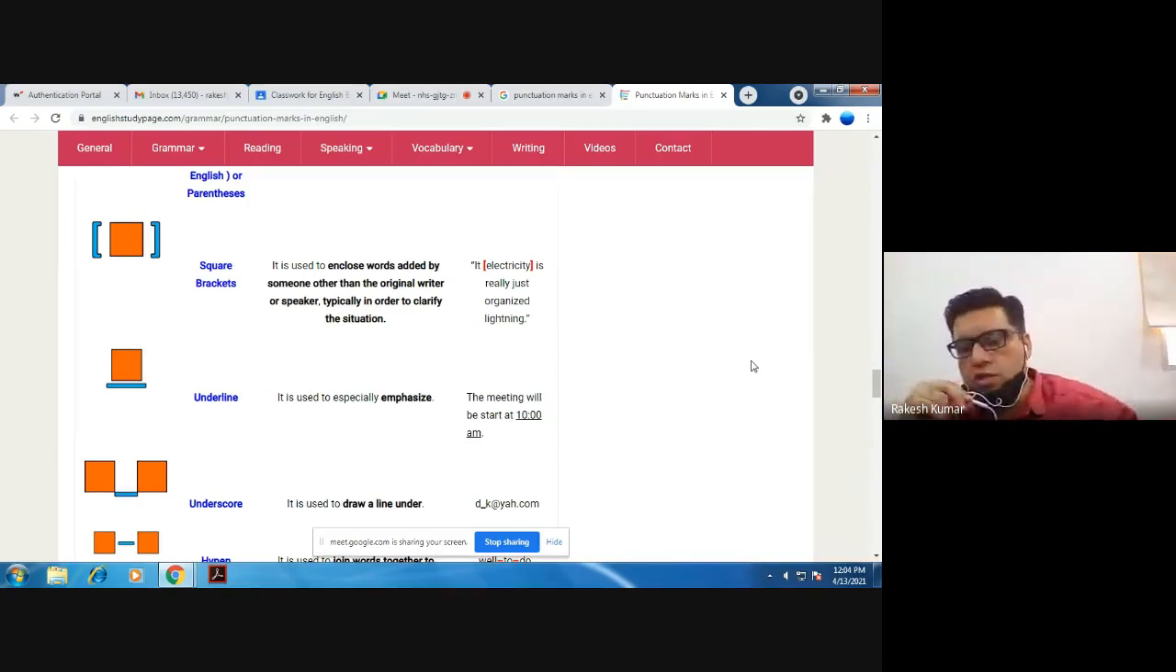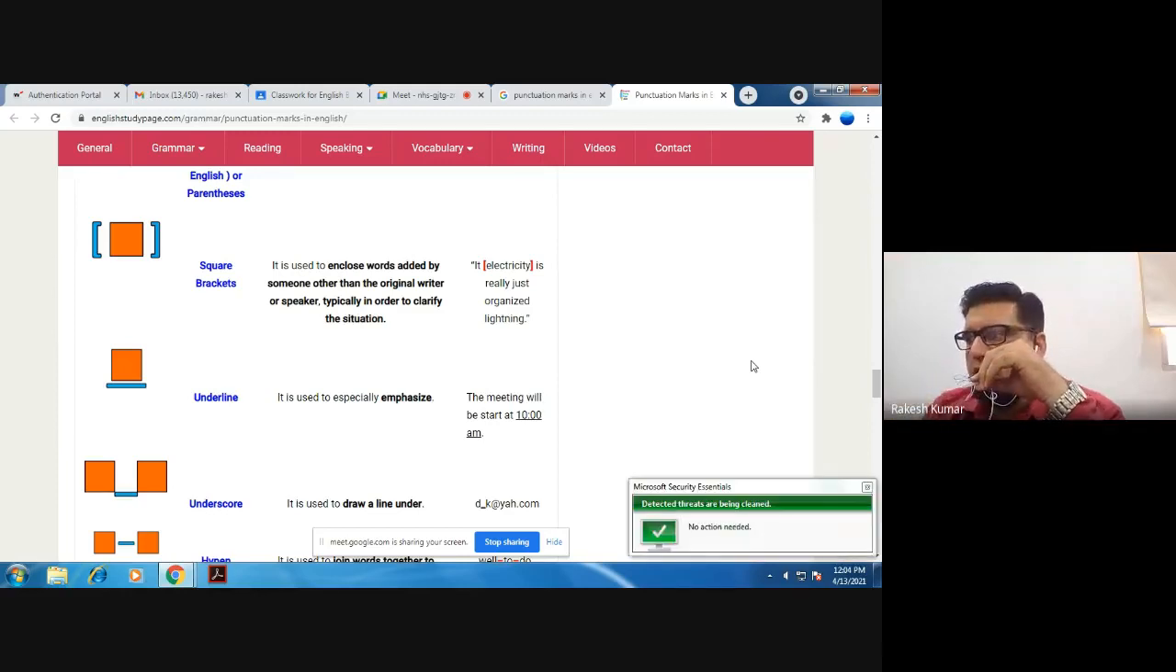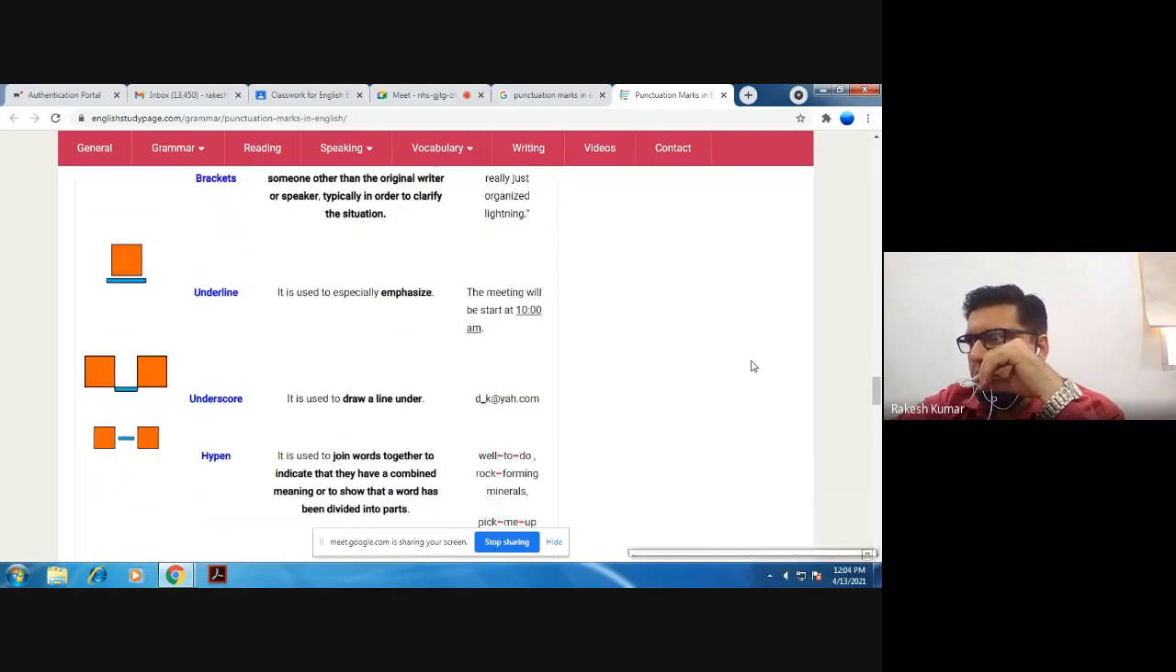So the reader would understand, okay, this is not what you are saying. It is something the original writer or speaker thought. That is why you have applied square brackets over there.